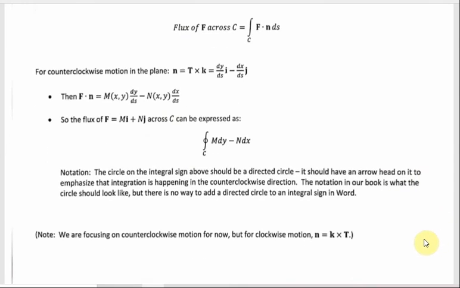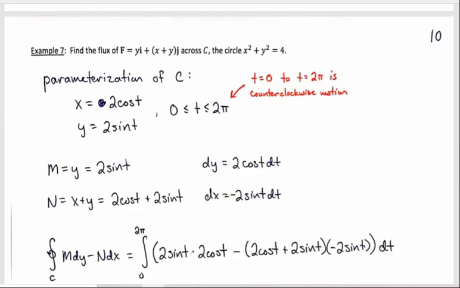And then you can have clockwise motion too. We're just going to focus on counterclockwise, but for clockwise motion, n ends up being k crossed t. So you get the cross product in the opposite order. You can have it, but for right now, we're just not going to worry about that. For this last example, it's going to have to be one where we find the flux.